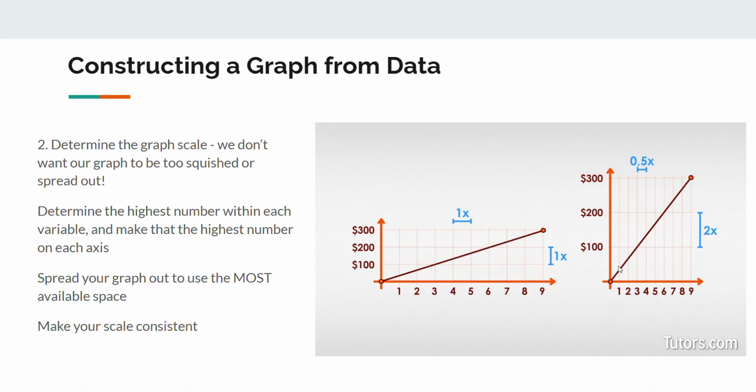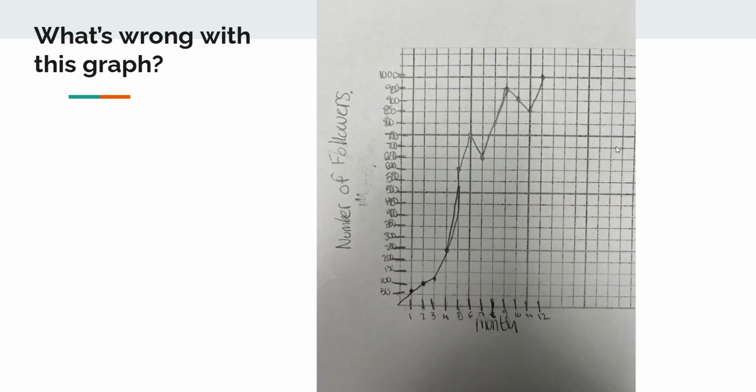And it's also okay if you skip lines. So on graph paper, this is a 1-to-1 ratio here, but if I did 100, 200, 300, that is okay as well, as long as it is consistent. What is wrong with this graph?